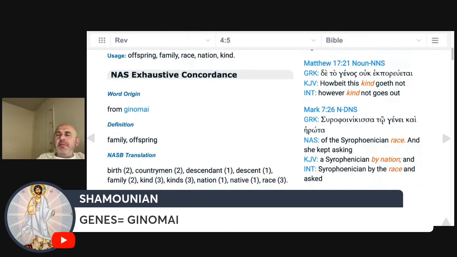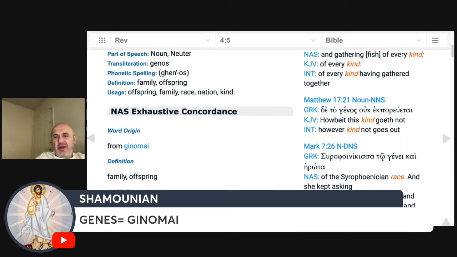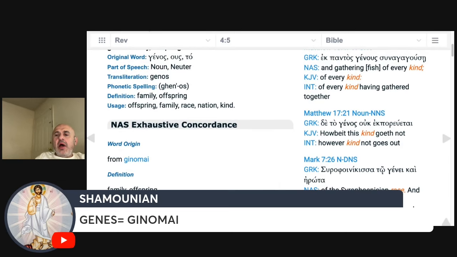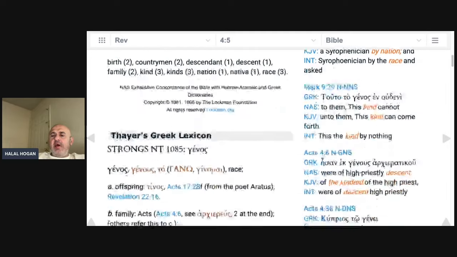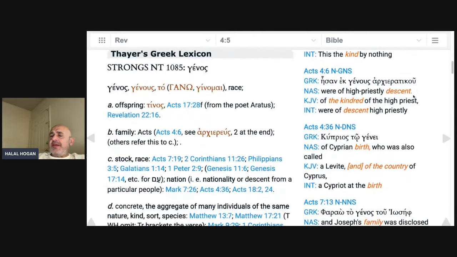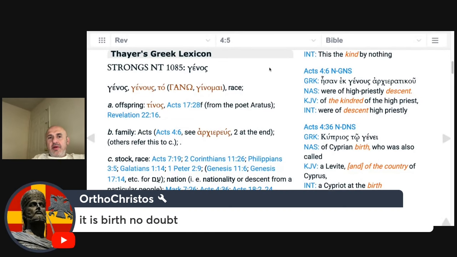Kindred. Well, what makes you a kindred? You're born of that stock, of that seed, of that race, or that species. It still has birth connotations. It refers to kindred, that you are of that kindred, that species, that race, that kind. How? By birth, by generation. But now let's see how it's used of our Lord. Descent. How are you of priestly descent? Born of priestly lineage, right?